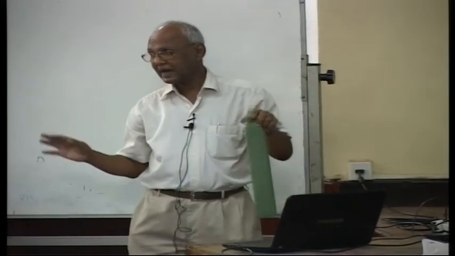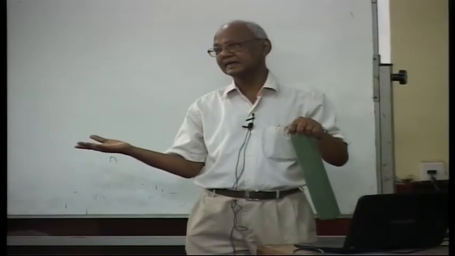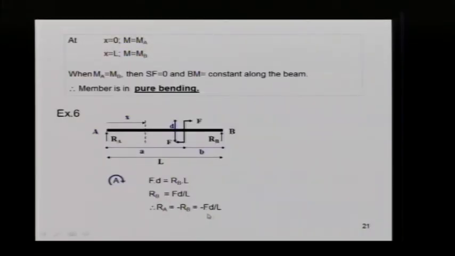But previously, we have taken equilibrium for the entire beam and we have found what the value of RA is. So it so happens that the actual value of RA is in fact a negative value, right? So RA is equal to minus FD divided by L. So once we put minus FD divided by L here, this moment will in fact become positive, right? But that is as part of the process. Okay, so that you have to understand.